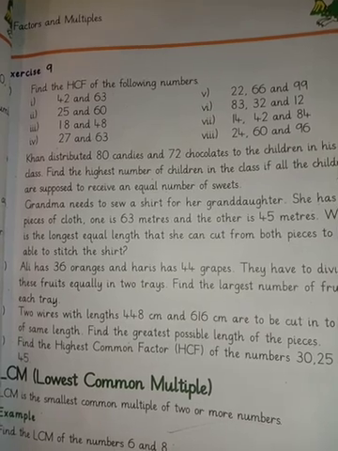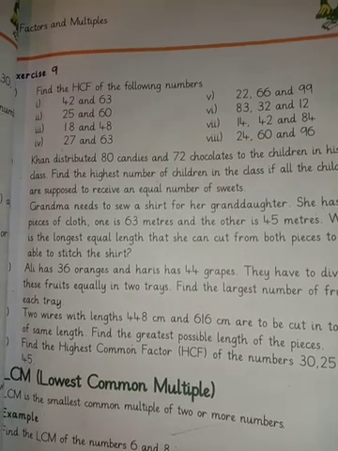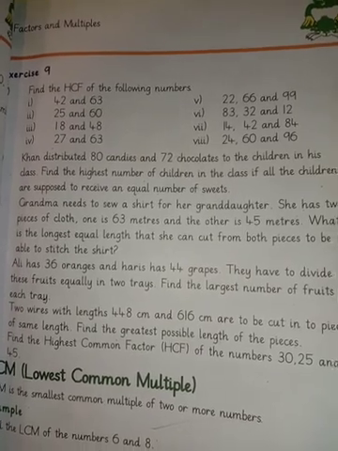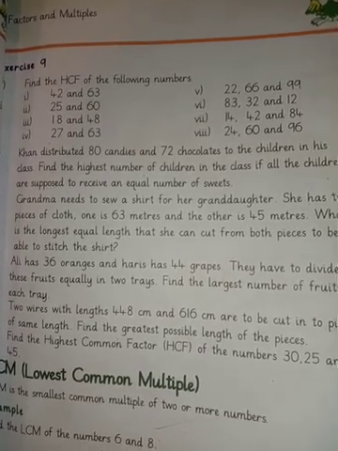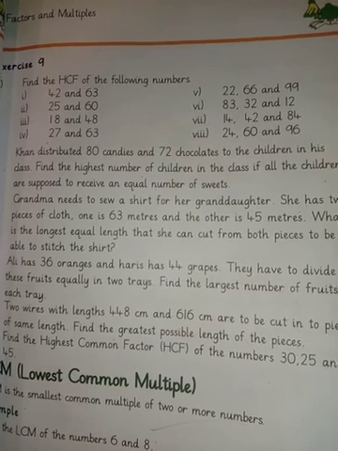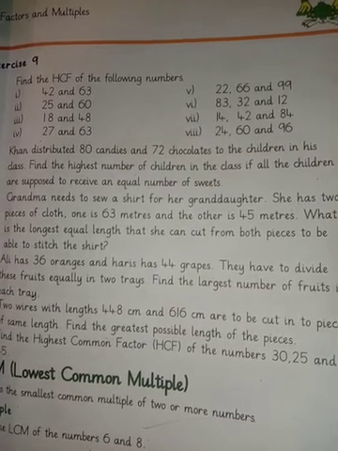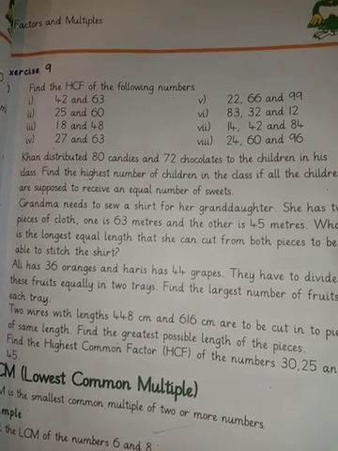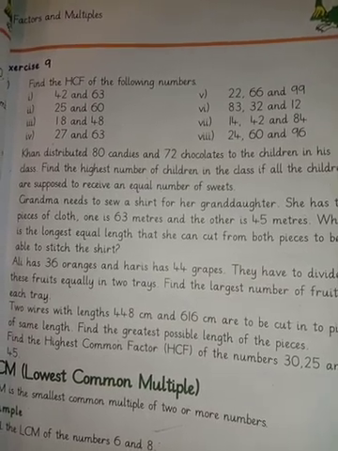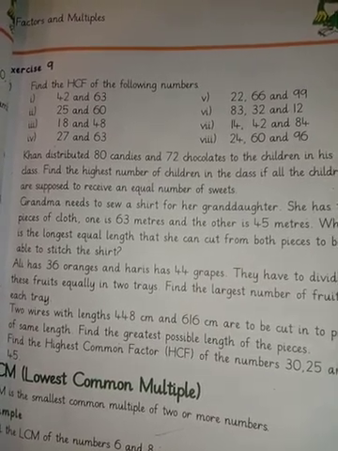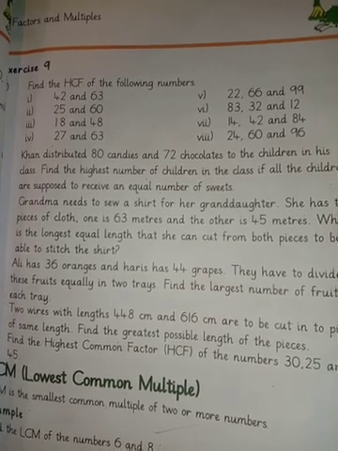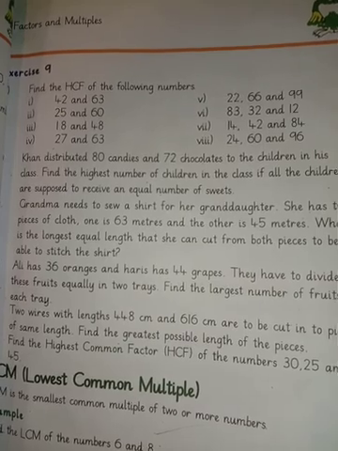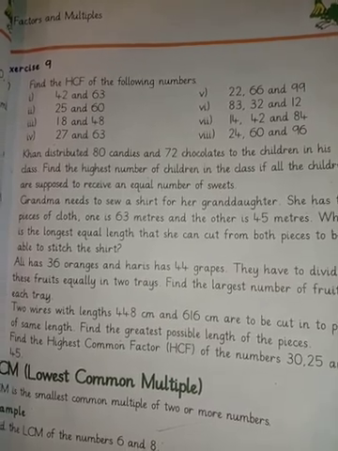Now moving towards part B, in which Khan distributed 80 candies and 72 chocolates to the children in his class. Find the highest number of children in the class if the children are supposed to receive an equal number of sweets. Find the highest number says that we have to find the HCF of the given numbers. The numbers are given as 80 and 72. You have to find the HCF of 80 and 72 by the previous method. Let's have a look.